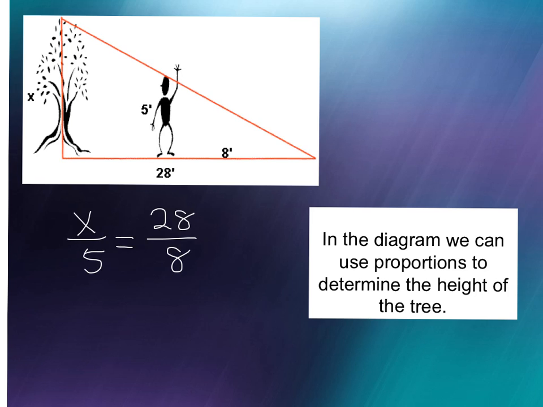Okay, so this is what your proportion should look like when you're trying to find the height of a tree. We have this large triangle, which is x and 28. I'll draw a smaller picture for you. Here's x and 28. And then we have the smaller triangle, which is going to be 5 and 8. To set up the proportion, I did x over 5 and then 28 over x. Solve for x, and you'll find the height of the tree. Go ahead and do that part on your own.